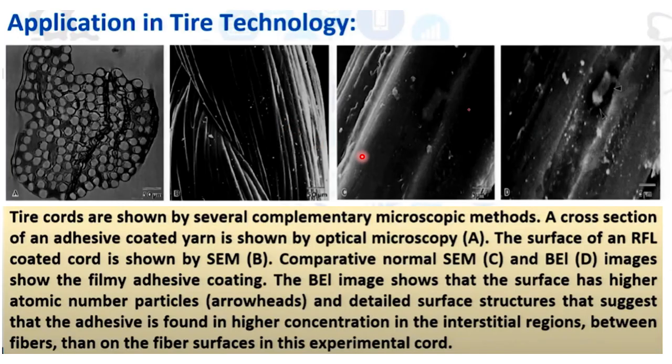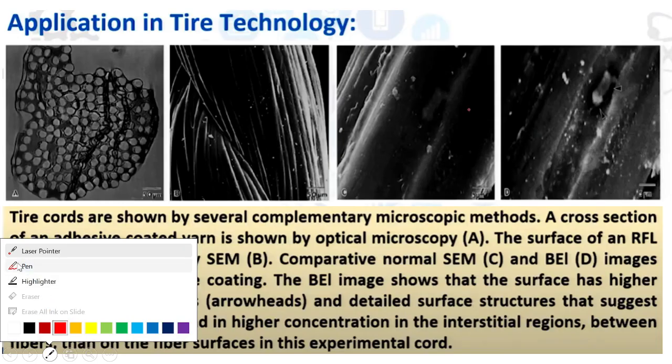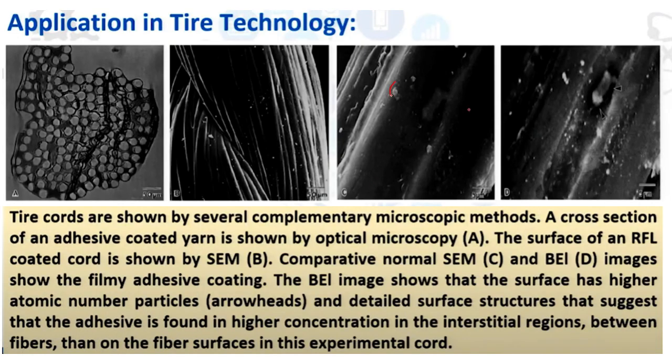and C and D images show the filmy adhesive coating, and the BSI image shows that the surface has higher atomic number particles over it. So these are the presence of different particles on the surface, these small particles.